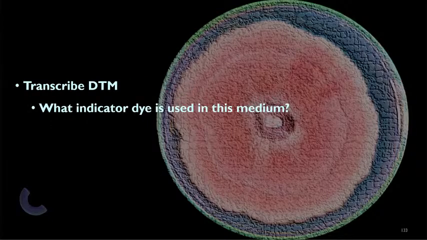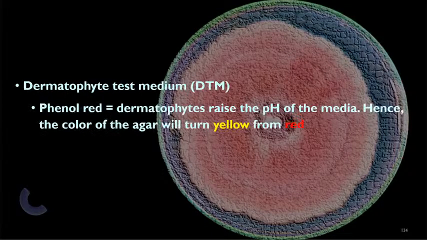Now, DTM. DTM is dermatophyte test medium. The indicator dye inside is phenol red. Dermatophyte raises the pH of the medium. Hence, the color will turn from a yellow to a red. Okay? Phenol red. Okay? It will raise the pH.